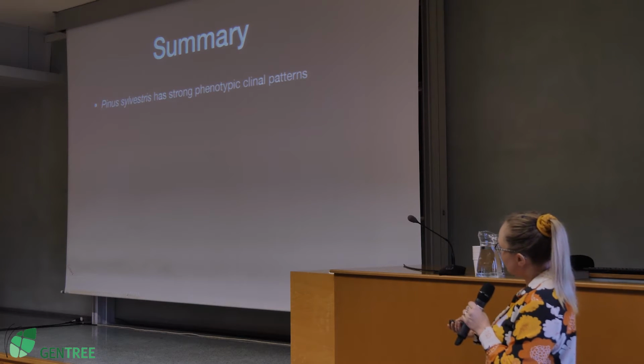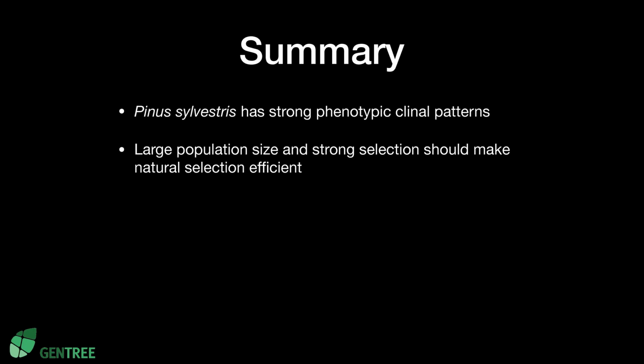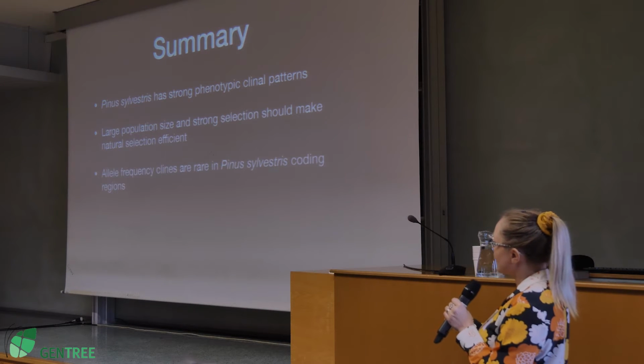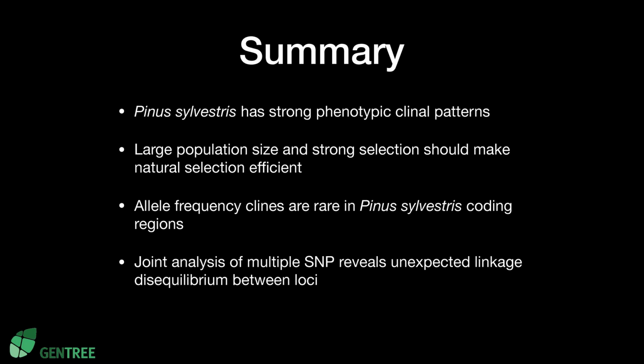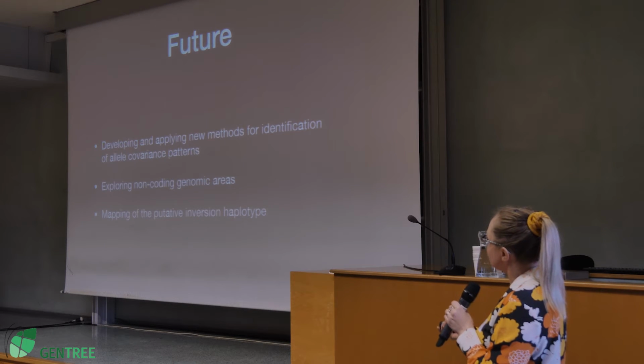In summary, Pinus sylvestris has strong phenotypic clinal patterns, and a large population size and strong selection should make natural selection efficient. But allele frequency clines are very rare in Pinus sylvestris coding regions. The joint analysis of these multiple SNPs reveals unexpected linkage disequilibrium between loci. So we think there might be a very big inversion in this genome.